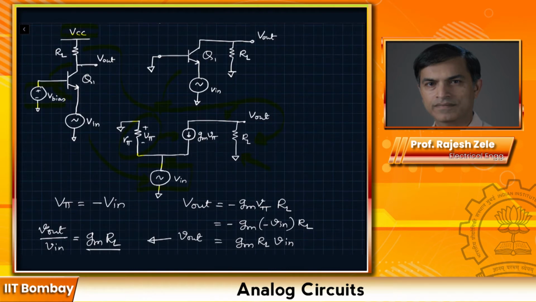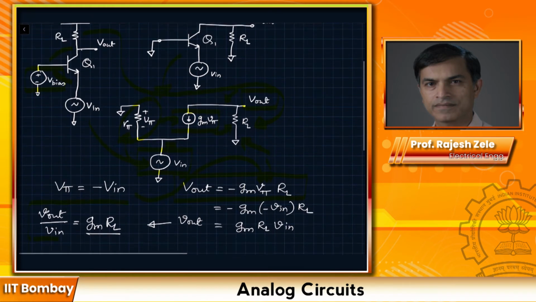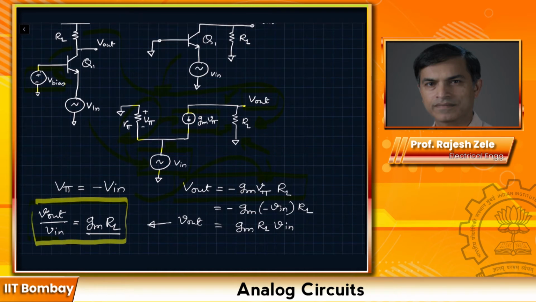Okay, so let me explain how I got this. First of all, you can see the relationship between Vin and Vpi. Vpi is equal to minus Vin, and the output voltage Vout is given by gm Vpi flowing through the resistor RL. That would give us this particular equation, and then we can substitute Vpi from this equation over here, and that should give us Vout divided by Vin is equal to gm RL. One thing to notice here is this is a non-inverting configuration. In the case of the common emitter amplifier, we had minus gm times RL. In this case, we have gm times RL.